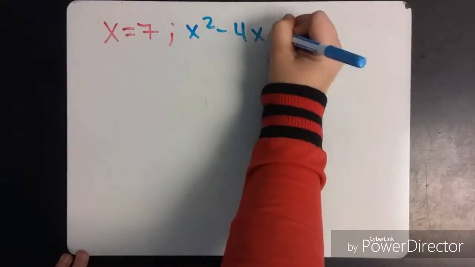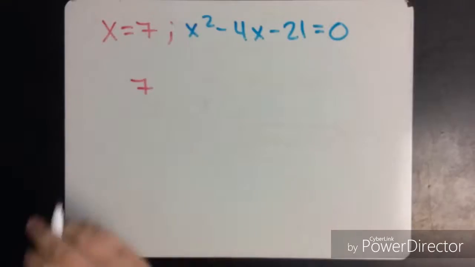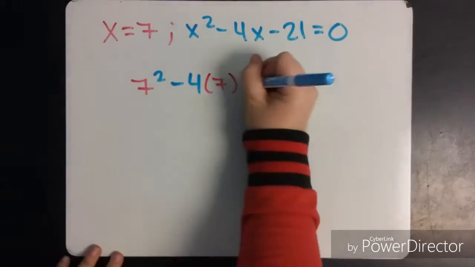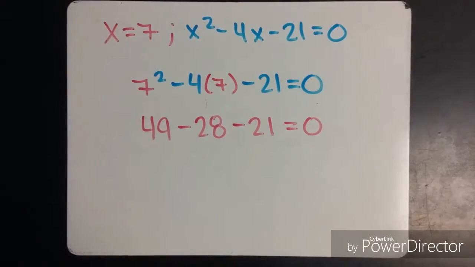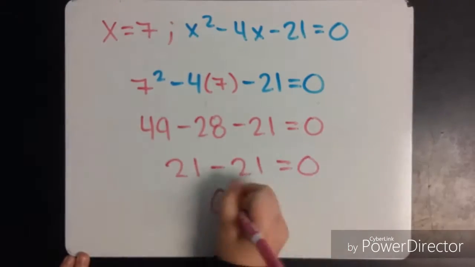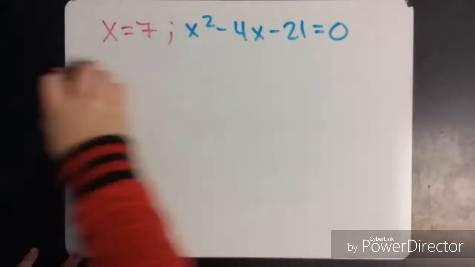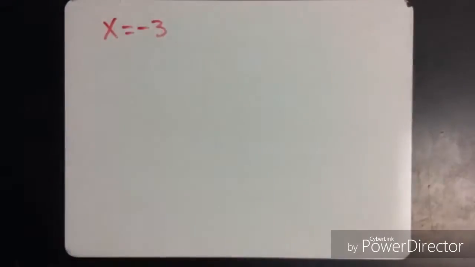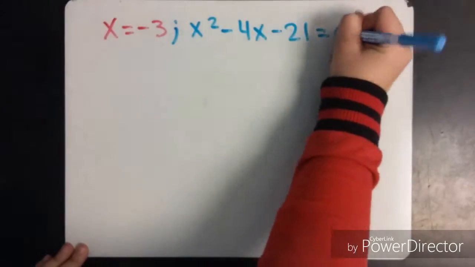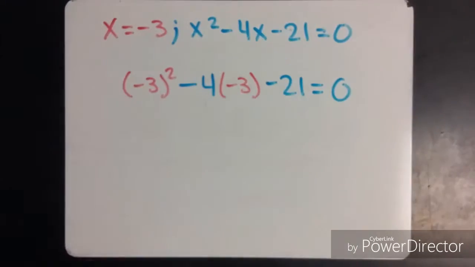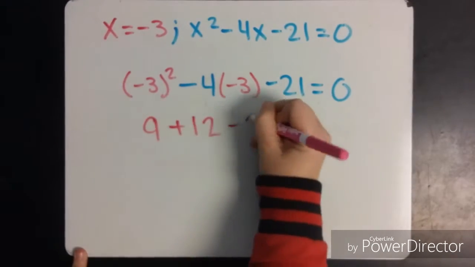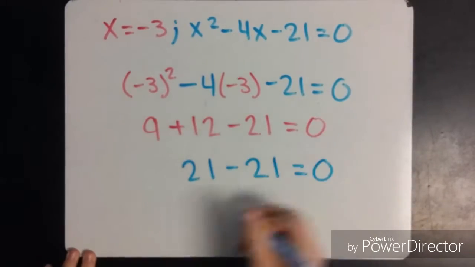And now for a check step. Take both of your answers and plug them back into the original equation. So you get 7 squared minus 4 times 7 minus 21 equals 0. Next, multiply it out, add them together, and you get 0 equals 0. Now take your other answer and do the exact same thing. Plug it into your original equation, and you'll end up with 9 plus 12 minus 21 equals 0. And you'll get 0 equals 0.